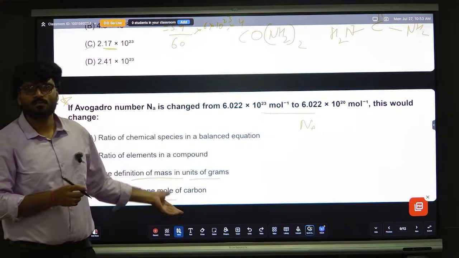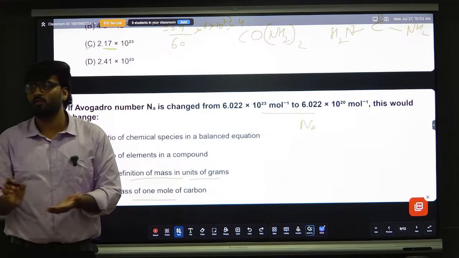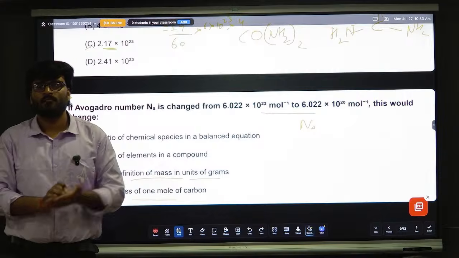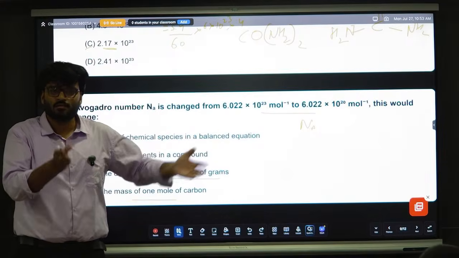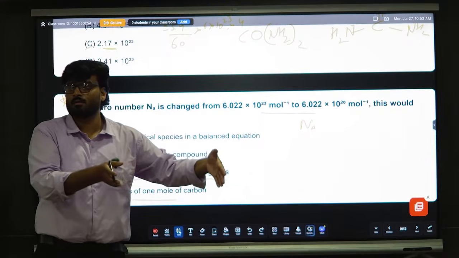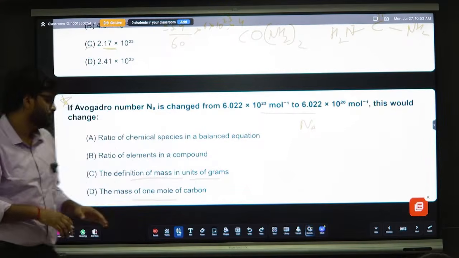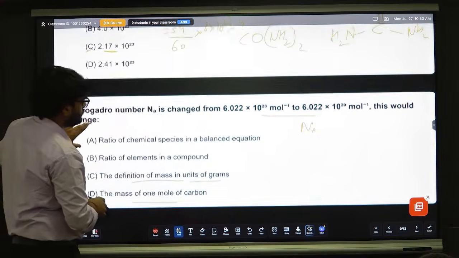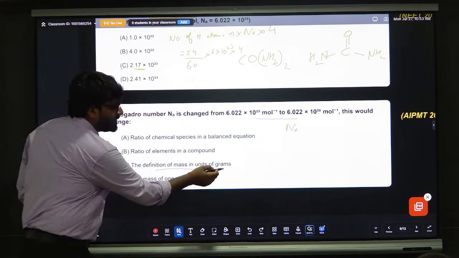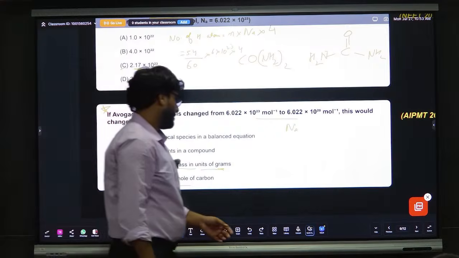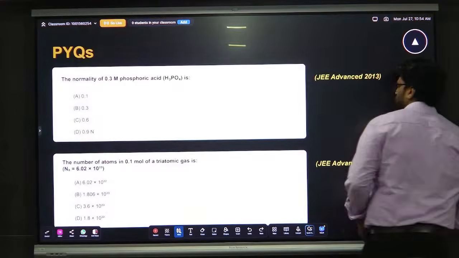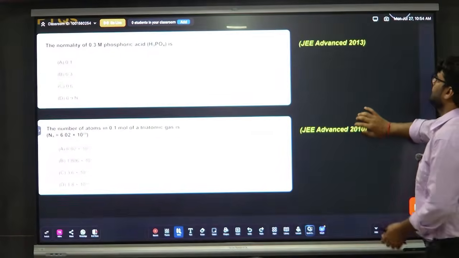Because for grams, we don't need any Na value for measuring grams, okay. If I have, let's say, 12 grams of something and the Na value is changed, it will again be measured as 12 grams only. Yes or no? Because it is not mentioned in mu. Okay, mu will change. It's a good question.